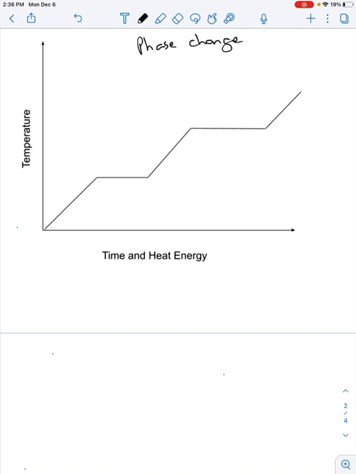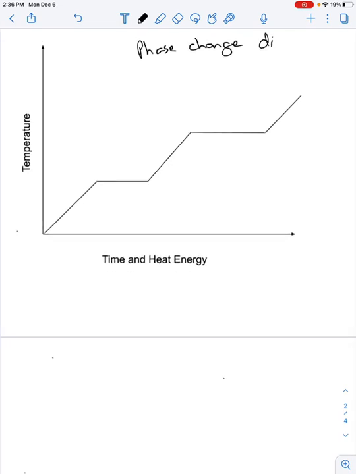And it helps us describe what happens when water turns to ice, or when ice turns to water, or when water turns to steam, or basically anything regarding phase changes in matter. So with this diagram, let's just introduce you to what you're seeing. On the y-axis, we have temperature, and as you can see, it's increasing as you go up. Down here on the x-axis, you have time and heat energy, increasing as you go over that way.